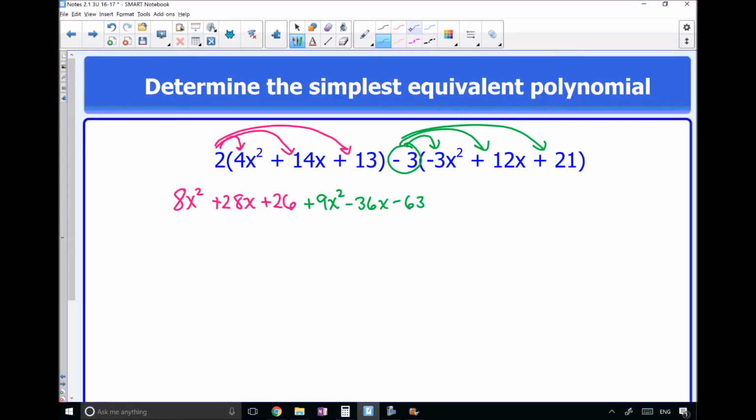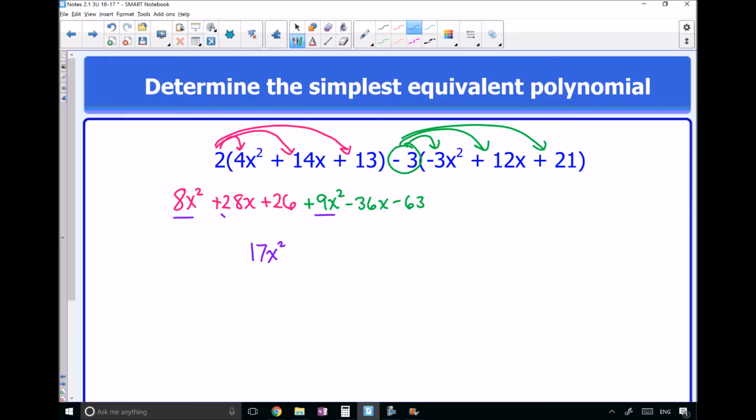Okay, lastly, all I have to do is put together any of the terms that are like each other, and then I will be done with this problem. So 8x squared is like 9x squared because they have the same variable and the same exponent. So when I put them together, I end up getting 17x squared.